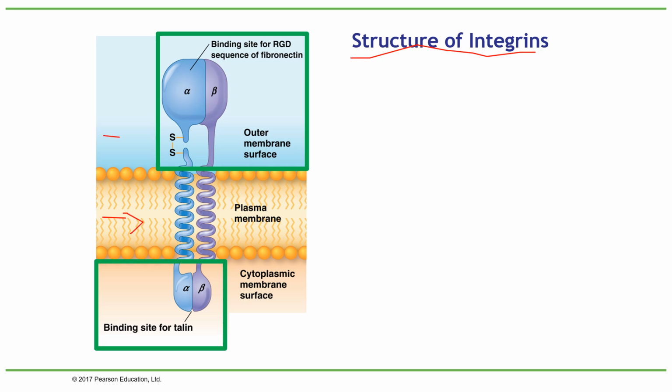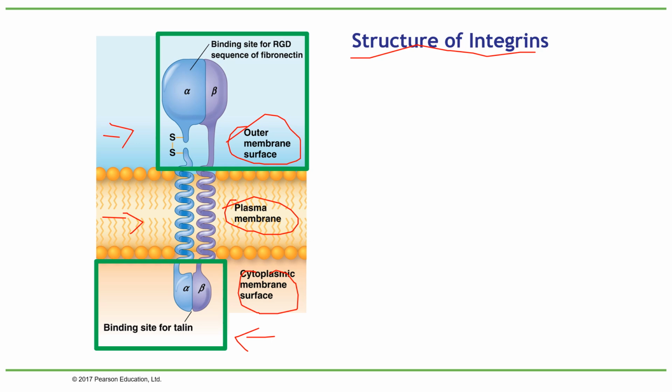So now we're going to talk about the structure of the integrins, and here you see that there are three domains, as I explained already with the cadherins. So here you have the first, the transmembrane domain, then you have here the extracellular domain, and this one will be the cytoplasmic or intracellular domain. Each one of these domains has a different function.